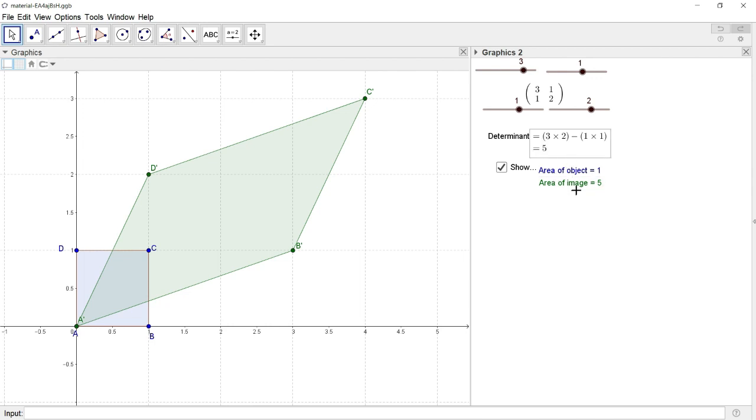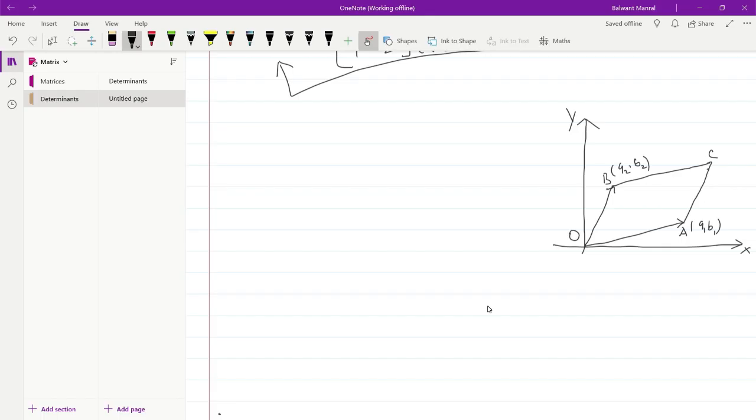In this case, the area of the image is 5 units and the value of the determinant is again 5 units. So here we got an interesting conclusion: the individual elements of the matrix will decide the shape of the image, and the determinant value of the matrix will decide the area of the image. It means that the determinant value of the matrix determines the area of the image object.